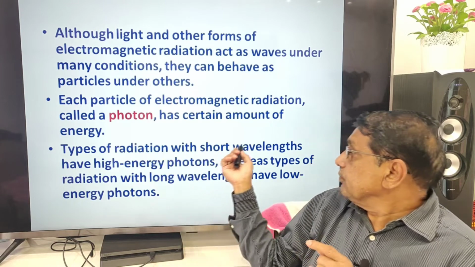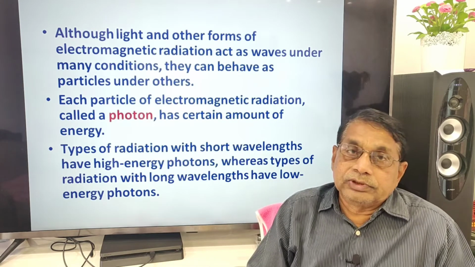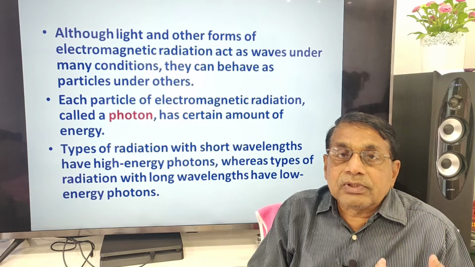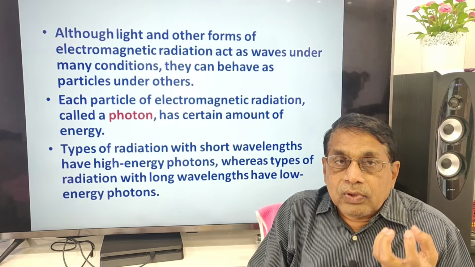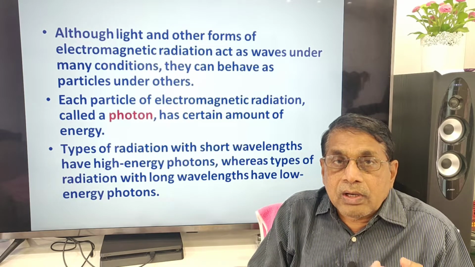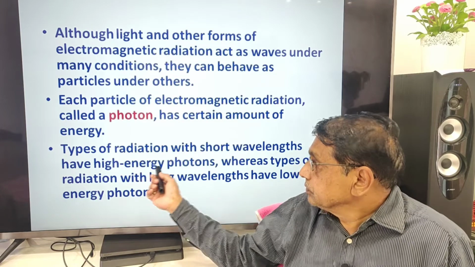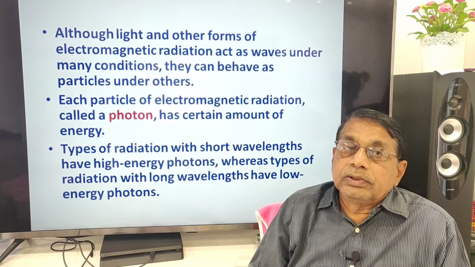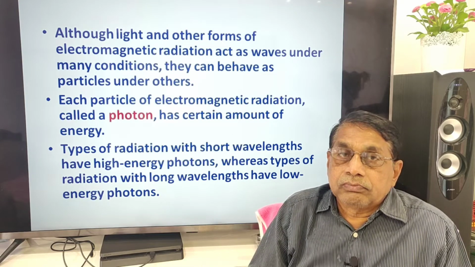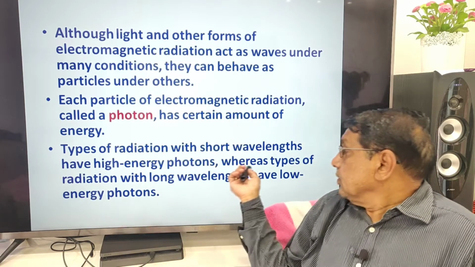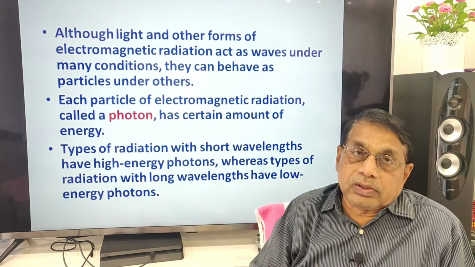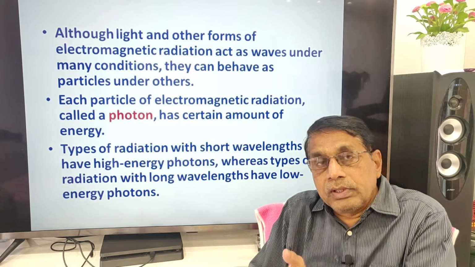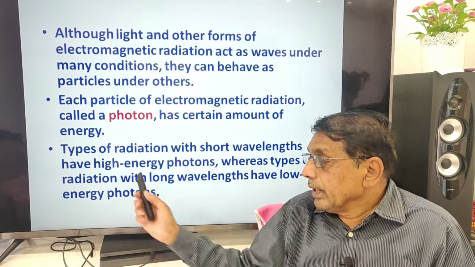Types of radiation with short wavelength, like X-rays, UV rays, gamma rays, have photons with high energy, whereas the types of radiation with long wavelength, like infrared, have low energy photons. Short wavelength, high energy photons. Long wavelength, low energy photons.